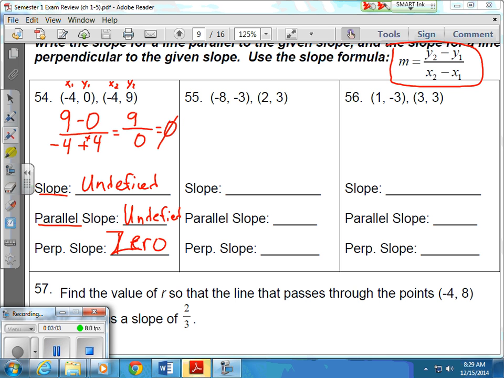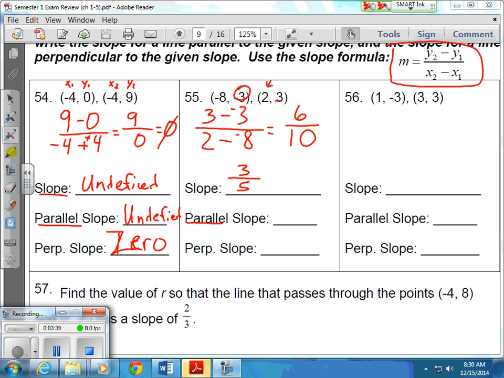All right, number 55. We got 3, which is our second y value, minus -3, which is our first y value, divided by 2, there's our second x value, minus -8, which is our first x value. We get 3 minus -3, which is 3 plus 3, which is 6. 2 minus -8, which is 2 plus 8, which is 10. And 6 over 10, both of them divisible by 2, reduces to 3/5.